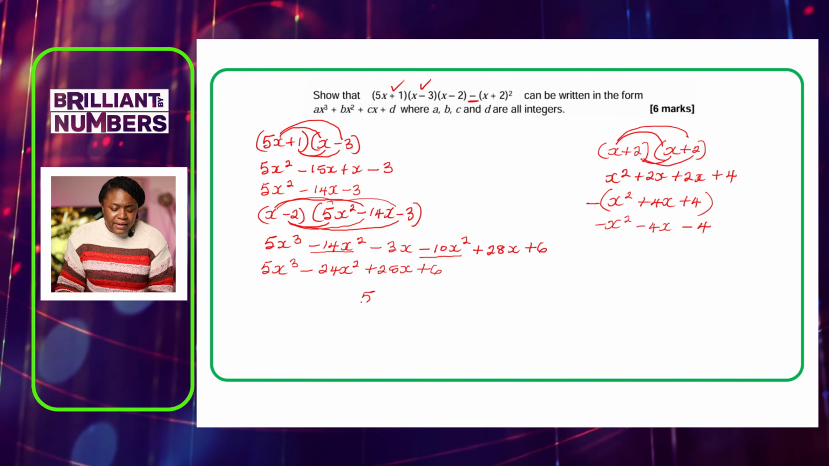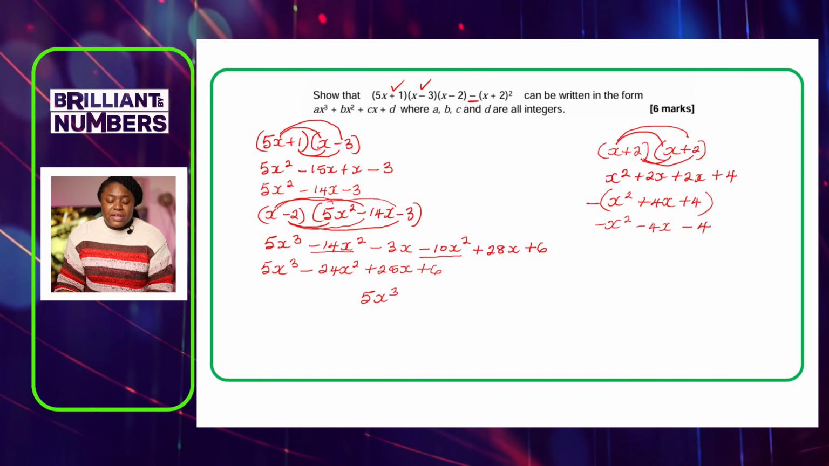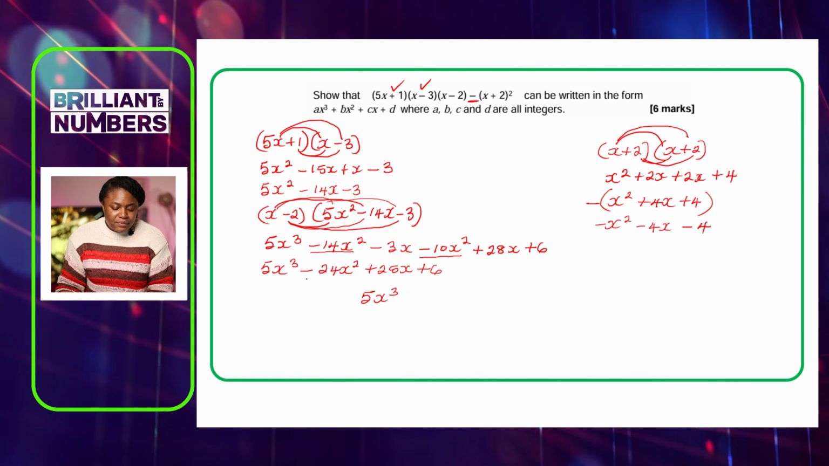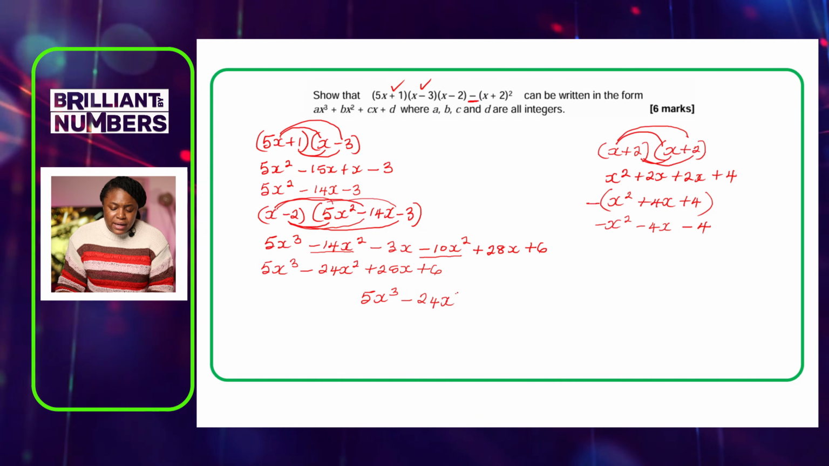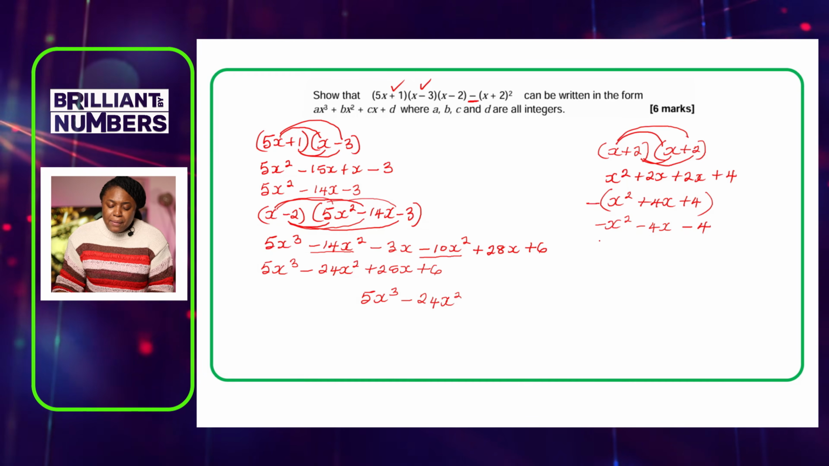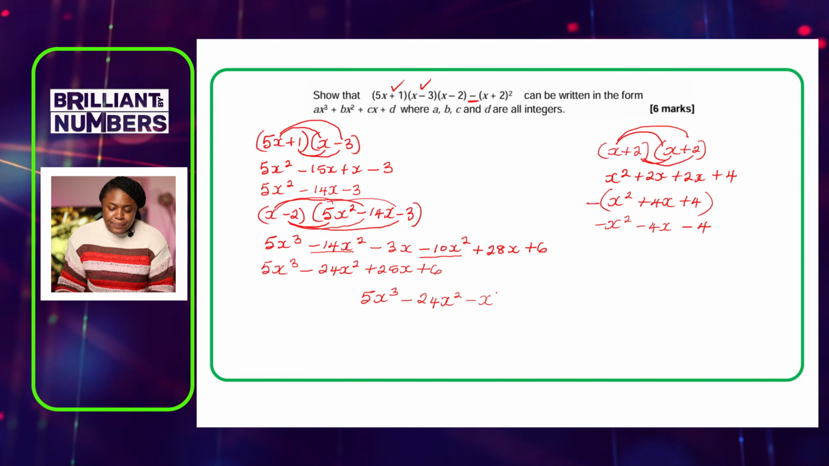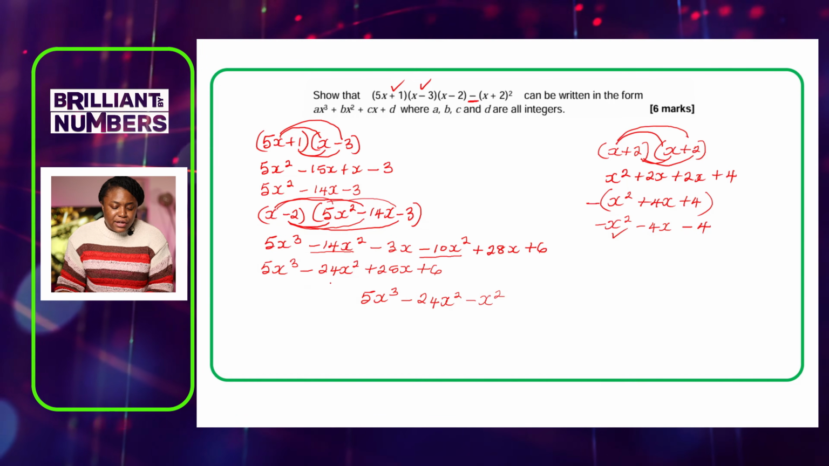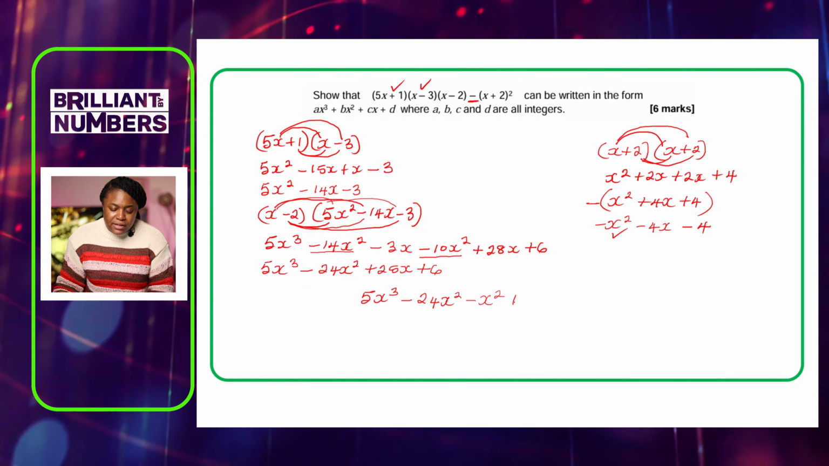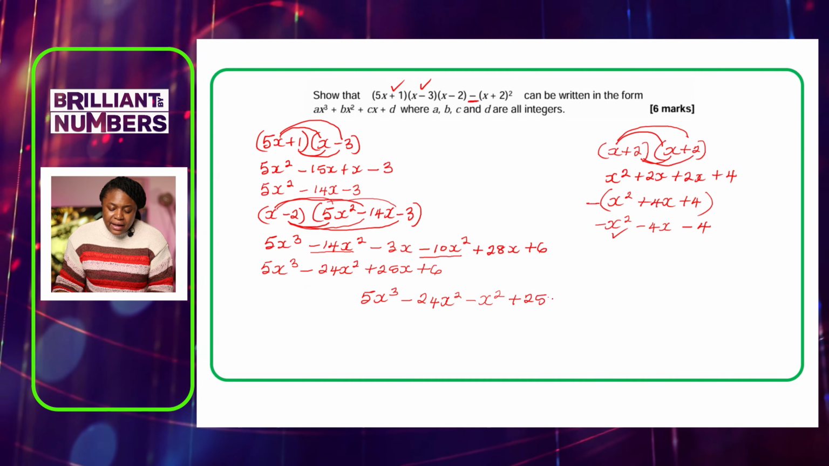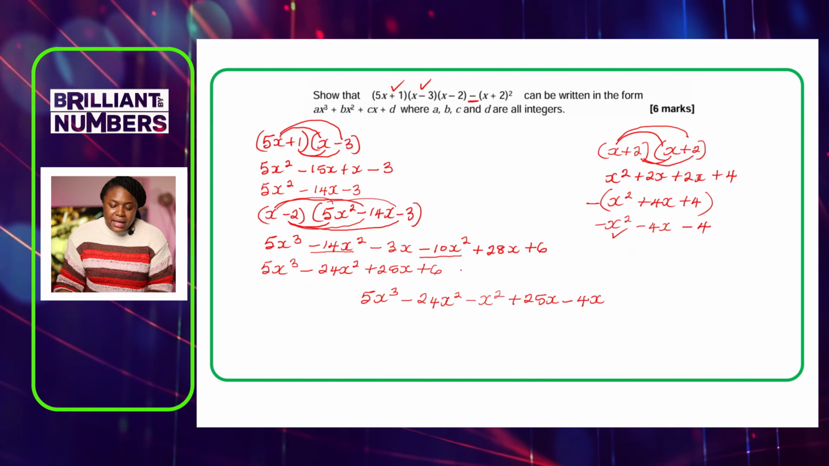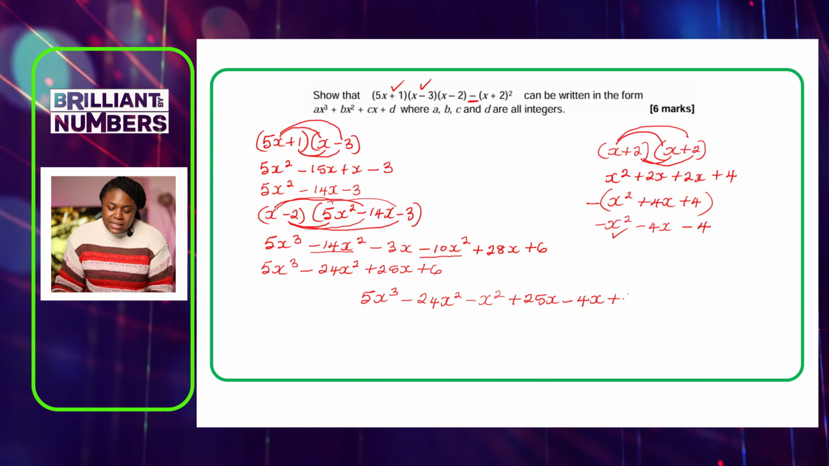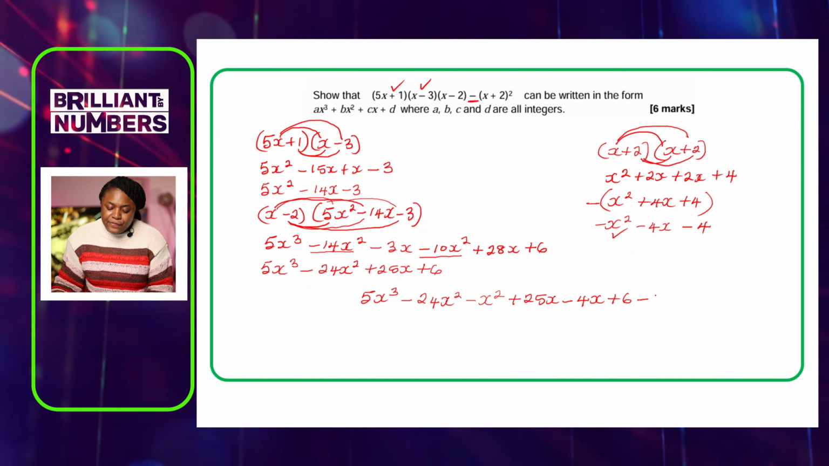So I've got 5x cubed, nothing else will go with that one. Then I've got minus 24x squared. I also have minus x squared here, so collecting them as I go. Then I've got positive 25x, and I have minus 4x, and then we've got positive 6 and minus 4.